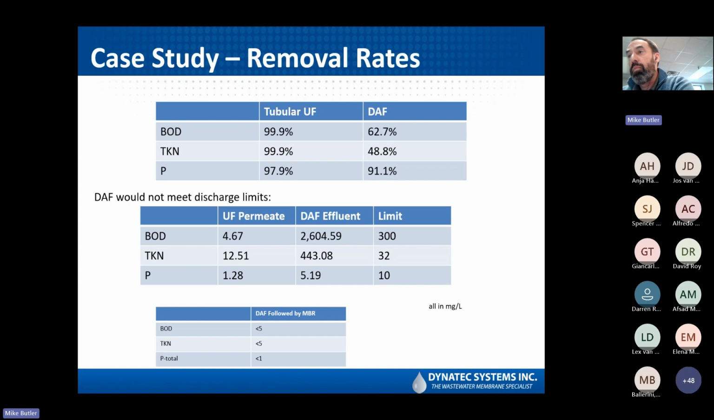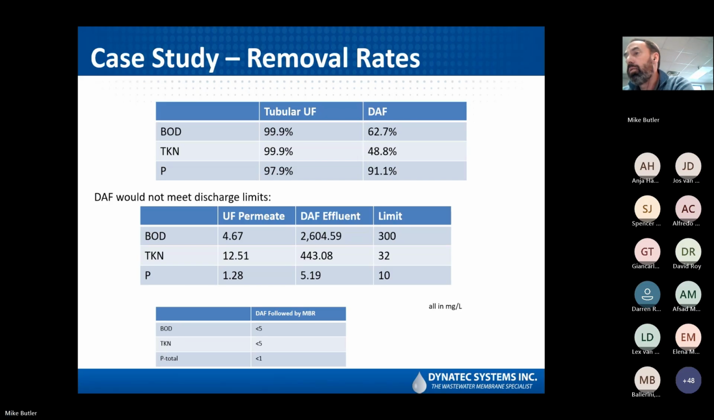And so with a DAF alone, they were not close to meeting their discharge limits of, in this case, 300 for BOD, 32 for TKN, and 10 for phosphorus. Well, they're meeting the phosphorus limit, but they're not close on the others.